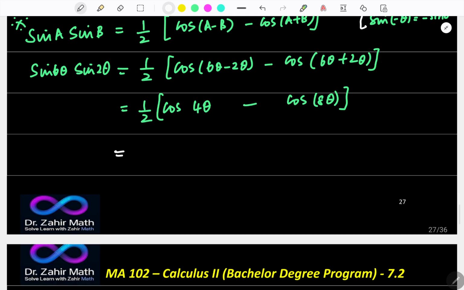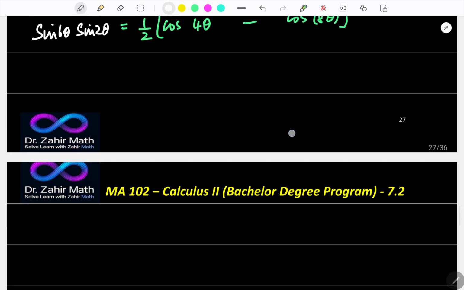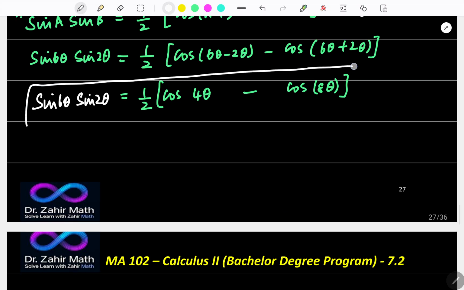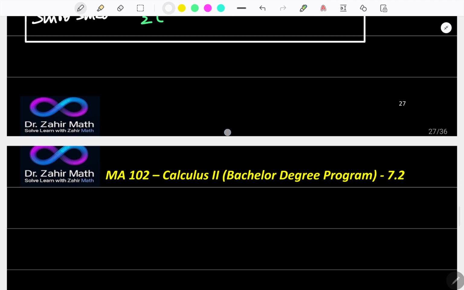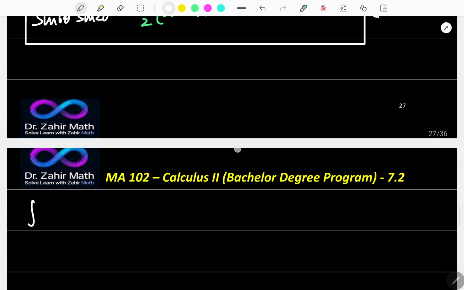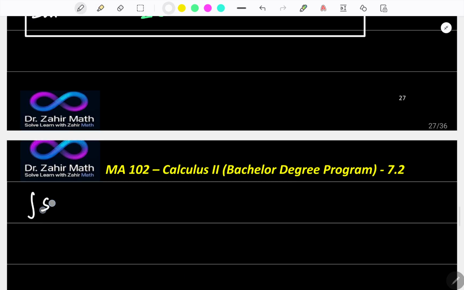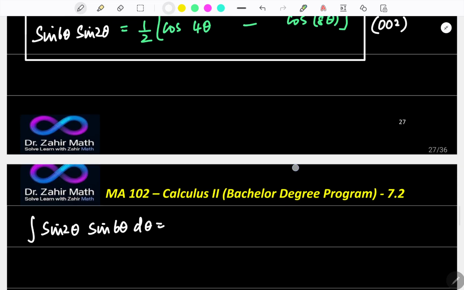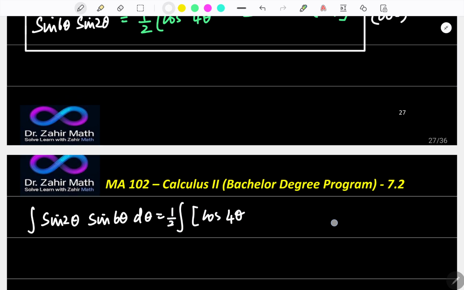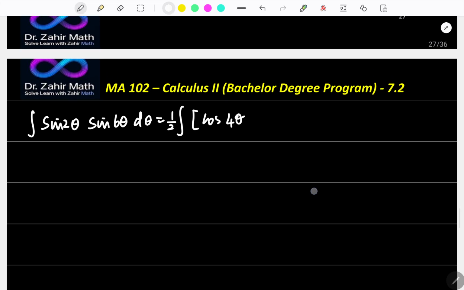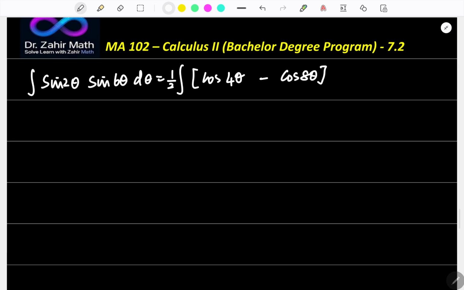So this equals, yes, that's it. This is sine 6 theta and sine 2 theta. Okay, now we are going to do integration. This is formula 2, keep it in your mind. So the integral, what is the question? Integral of sine 2 theta multiplied by sine 6 theta d theta, which is equal to half the integral; half will come out. Cosine 4 theta minus cosine 8 theta d theta, right?